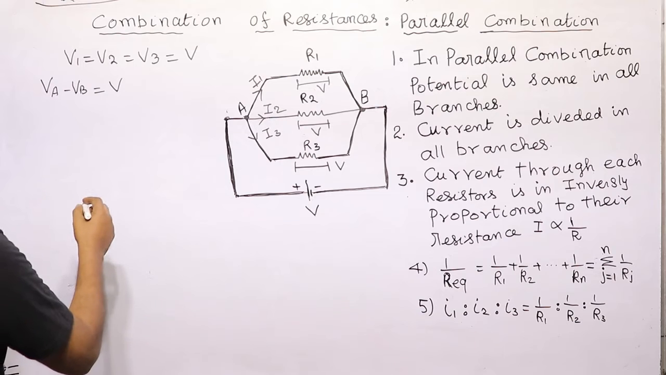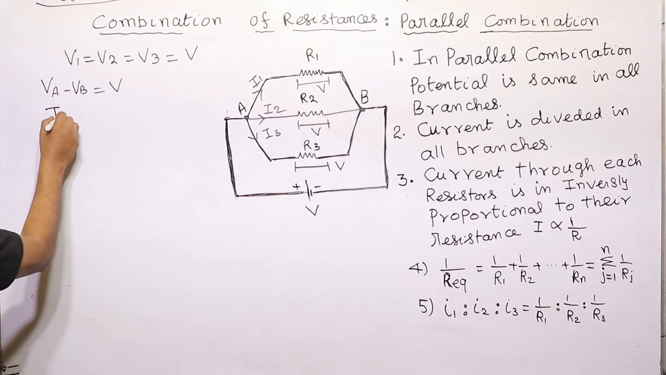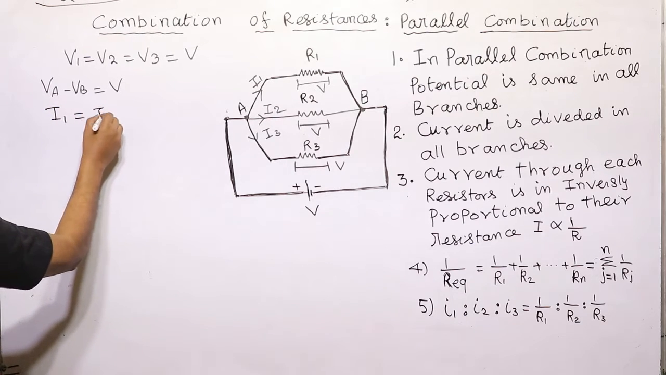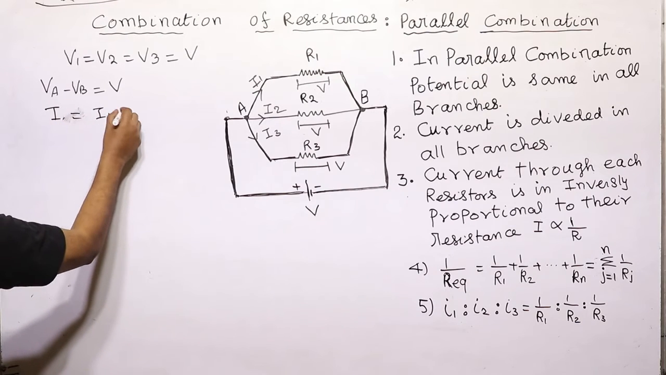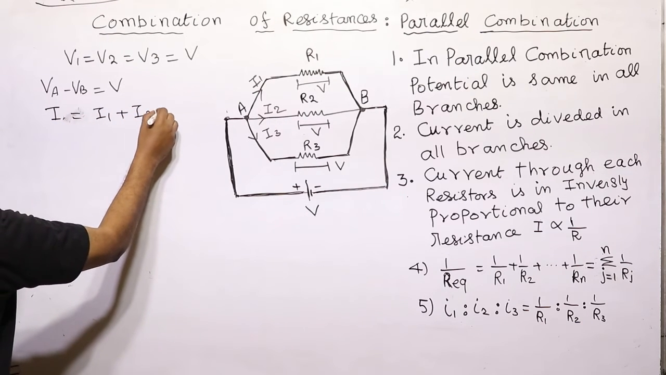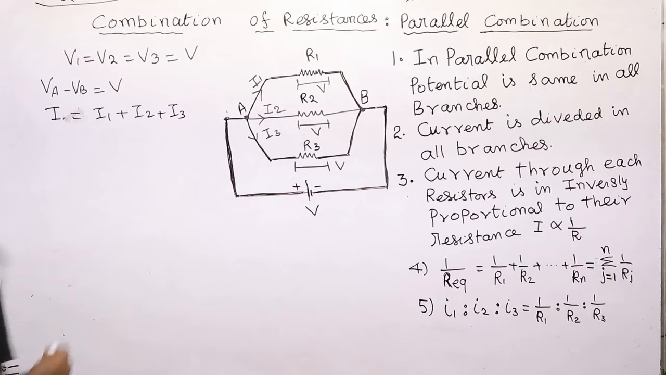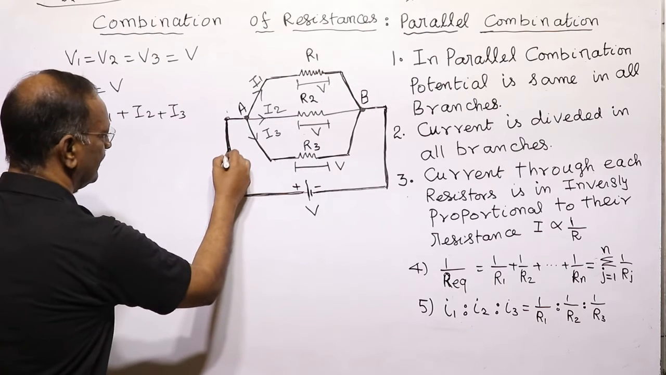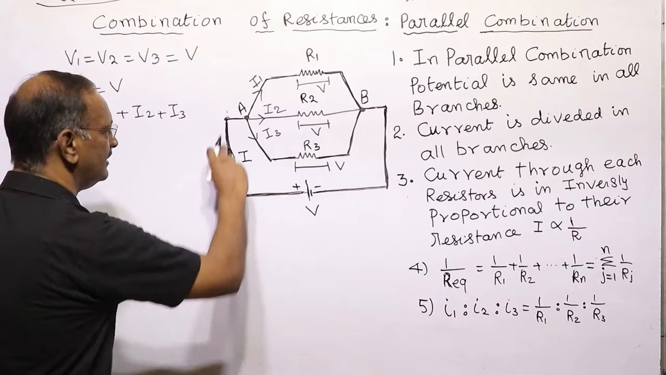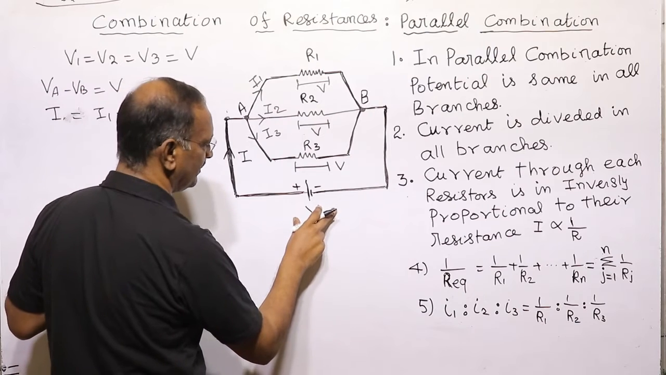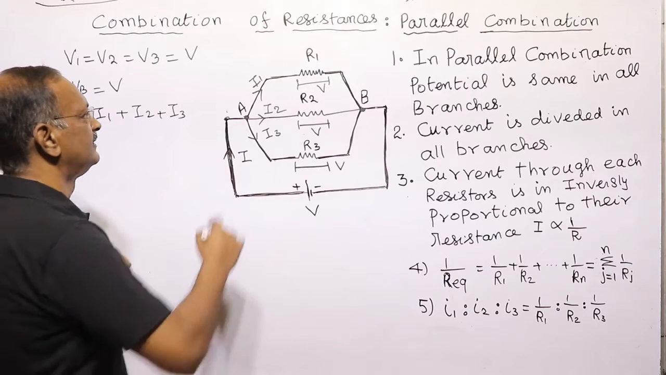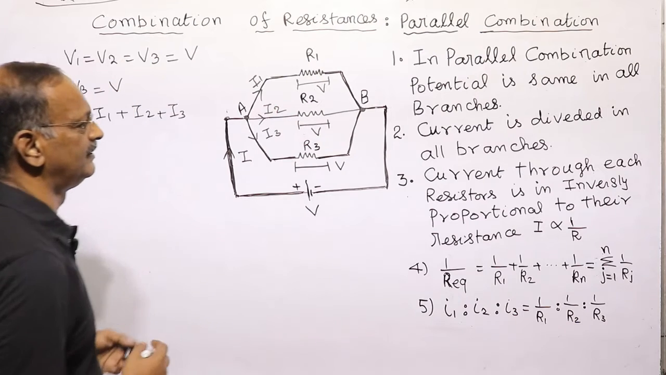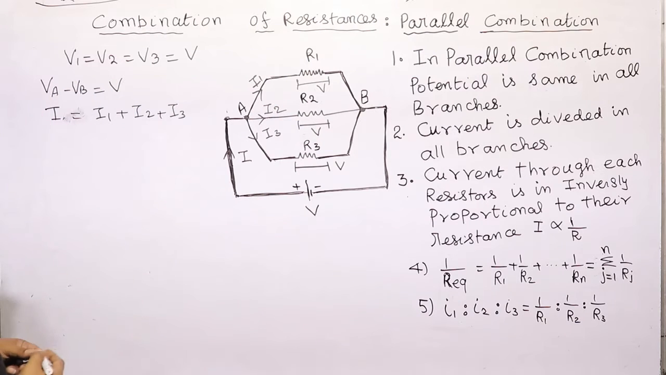The current is divided. See, I is equal to I1 plus I2 plus I3. It means the net current supplied by the battery is I. It is divided in all the three branches. Current through each resistor is inversely proportional.